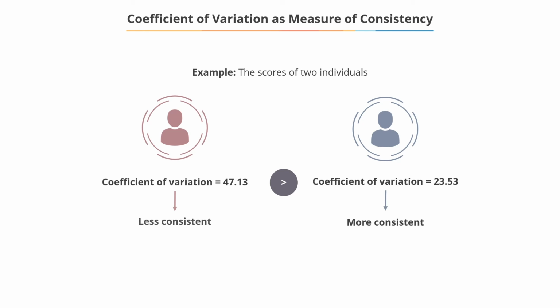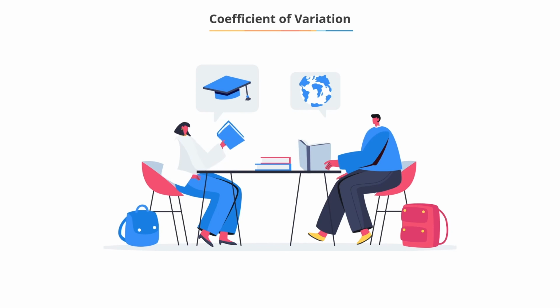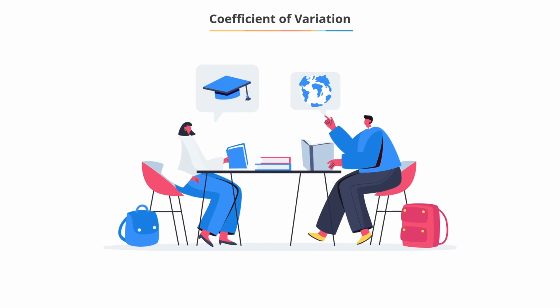The data set with a smaller coefficient of variation is less dispersed than the data set with a larger coefficient of variation. This is how you use the coefficient of variation for different scenarios.